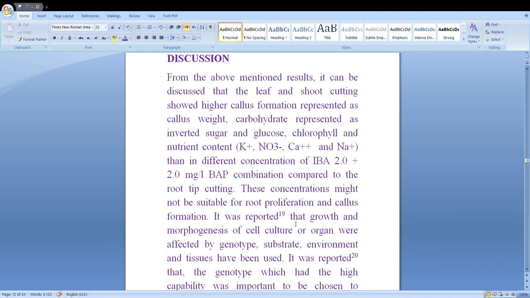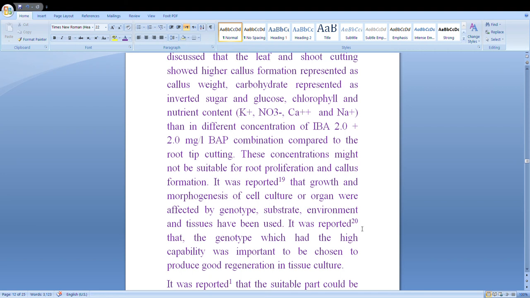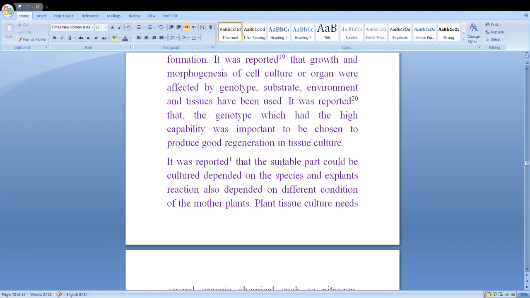It was reported by one scientist that growth and morphogenesis of cell culture or organ are affected by genotype, substrate, environment and tissue used. It was reported that the genotype which had the high capability was important to be chosen to produce good regeneration in tissue culture. It was reported that the suitable part could be cultured depending on the species, and the explant reaction also depends on different conditions of the mother plants.